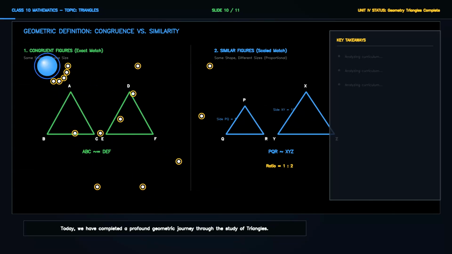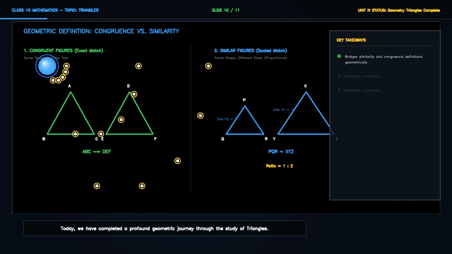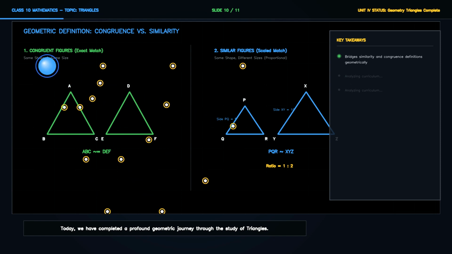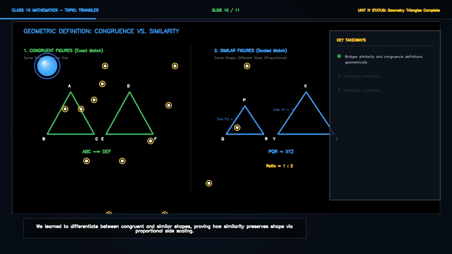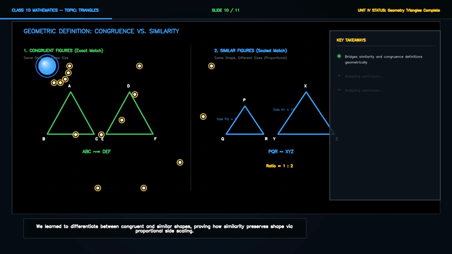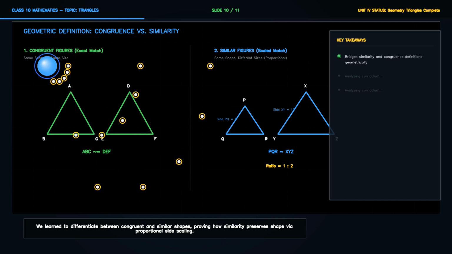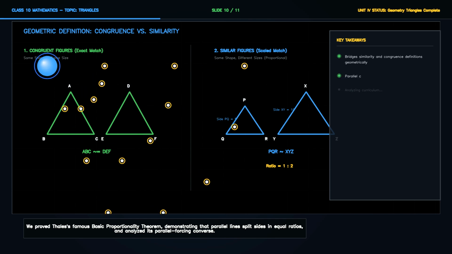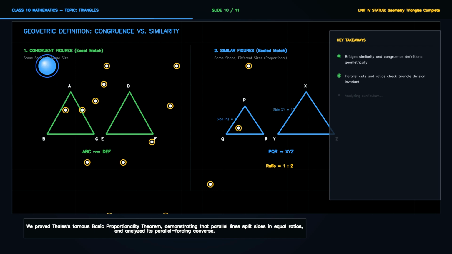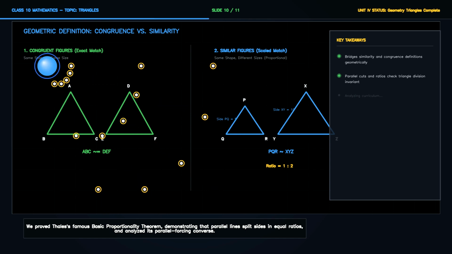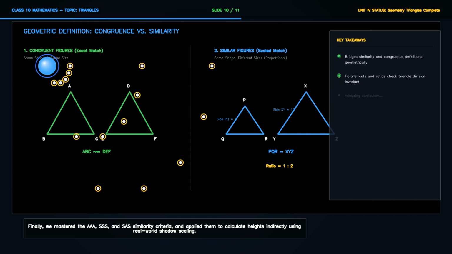Today, we have completed a profound geometric journey through the study of triangles. We learned to differentiate between congruent and similar shapes, proving how similarity preserves shape via proportional side scaling. We proved Thales's famous basic proportionality theorem, demonstrating that parallel lines split sides in equal ratios, and analyzed its parallel-forcing converse. Finally, we mastered the AAA, SSS, and SAS similarity criteria and applied them to calculate heights indirectly using real-world shadow scaling.